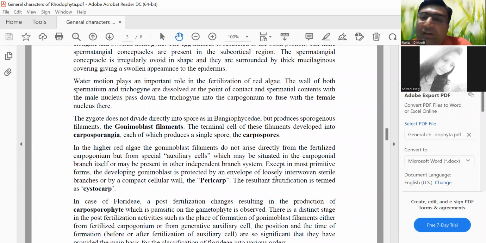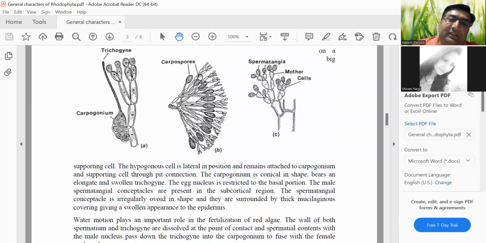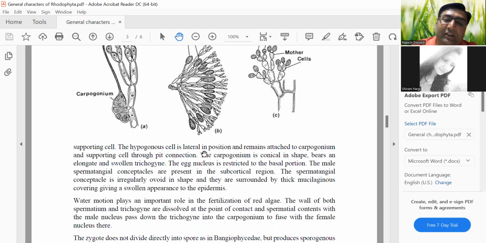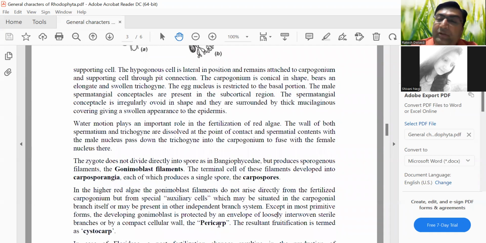सिस्टोकार्प कैसे बनता है? सिस्टोकार्प बनता है जब जो डेवलपिंग गोनिमोब्लास्ट फिलामेंट्स डेवलप हो रही, इनके चारों, so this is the gonimoblast filaments with carpospores and carposporangia. This whole structure is protected by another gametophytic structure known as pericarp. Pericarp is the gametophytic structure, not sporophytic structure.